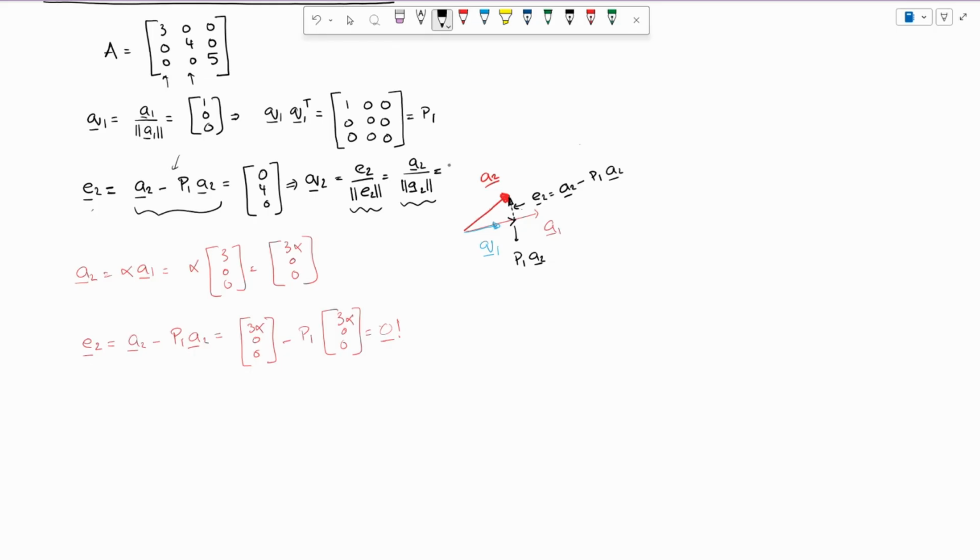What will Q2 be equal to now? Well, what is the length of A2? Length of A2, 4. So what will be A2 divided by the length of A2? Right. Now let's compute E3.